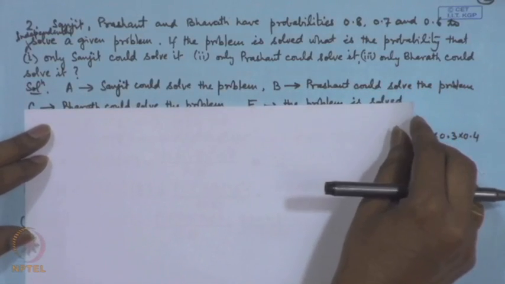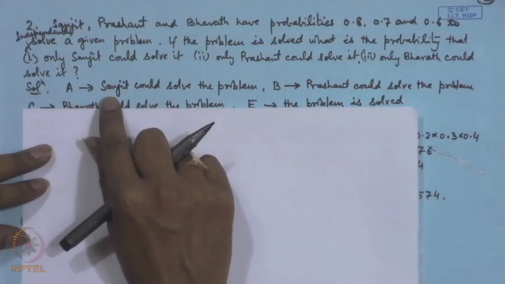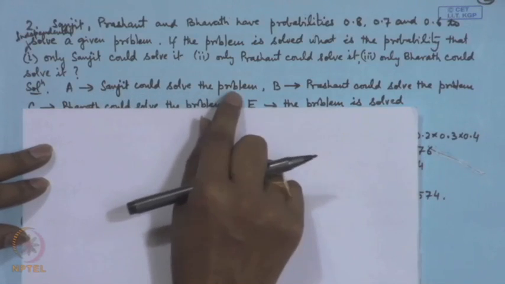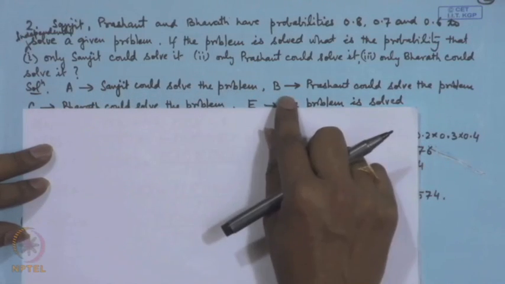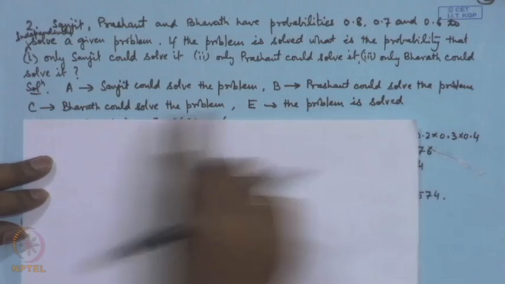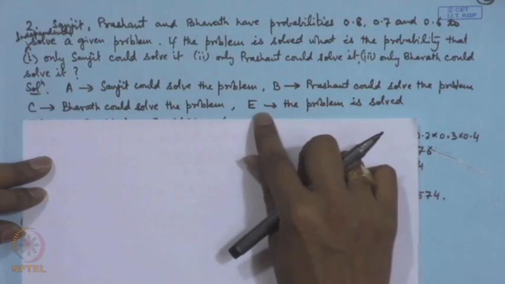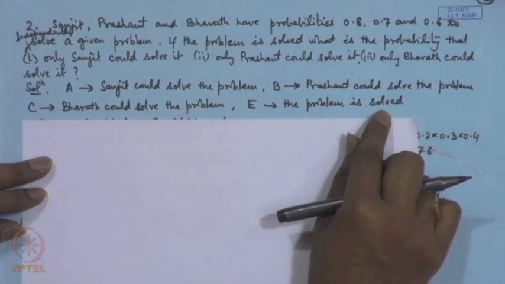So, let us again define. Let A denote the event that Sanjeet could solve the problem, B denotes the event that Prashant could solve the problem, let C denote the event that Bharat could solve the problem, and let E be the event that the problem is solved.